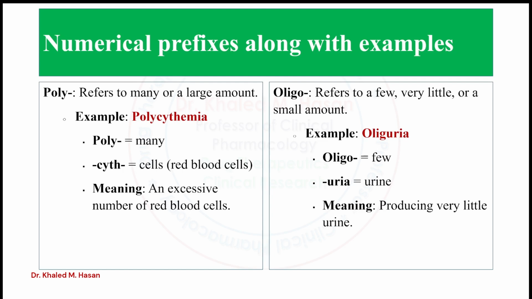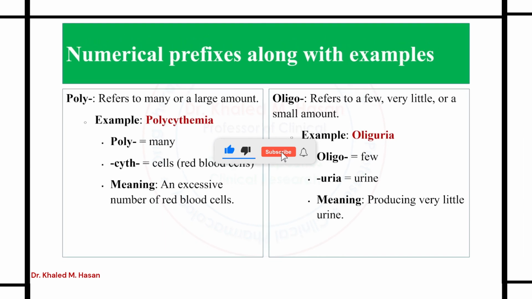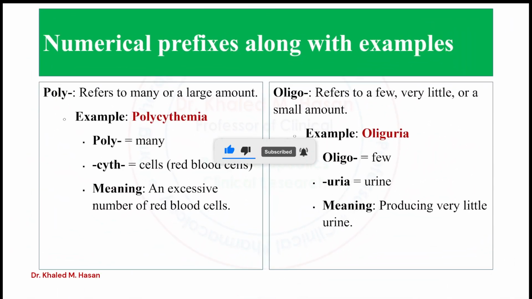Polycythemia: poly means many or a large amount, and cythemia refers to the cells, red blood cells. Polycythemia means an excessive number of red blood cells. Then we move to oligo, which refers to few or very little, a small amount. Example, oliguria. Oligo means few, and uria means urine, and the meaning is producing very little urine.